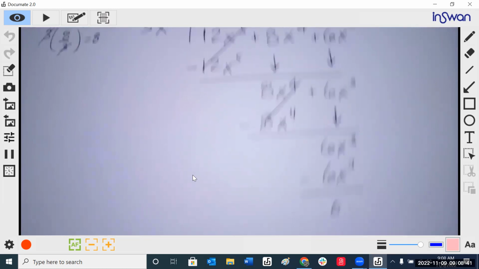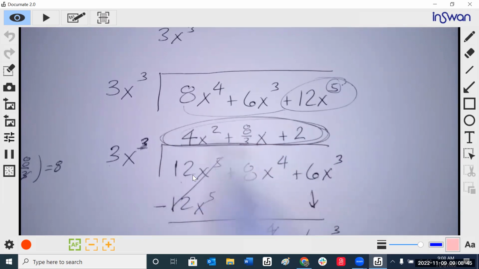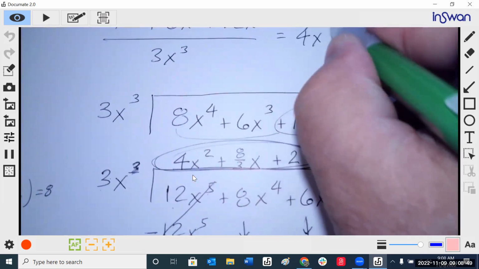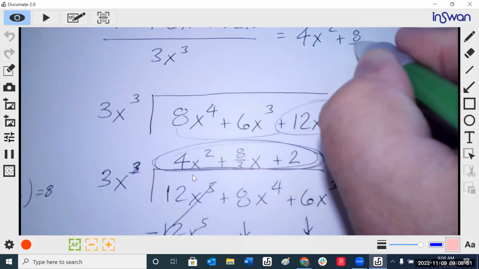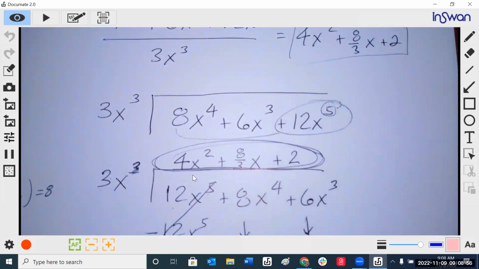That's what I was hoping for. That means my final answer is that: 4x squared plus 8 over 3 x plus 2. There's your answer.